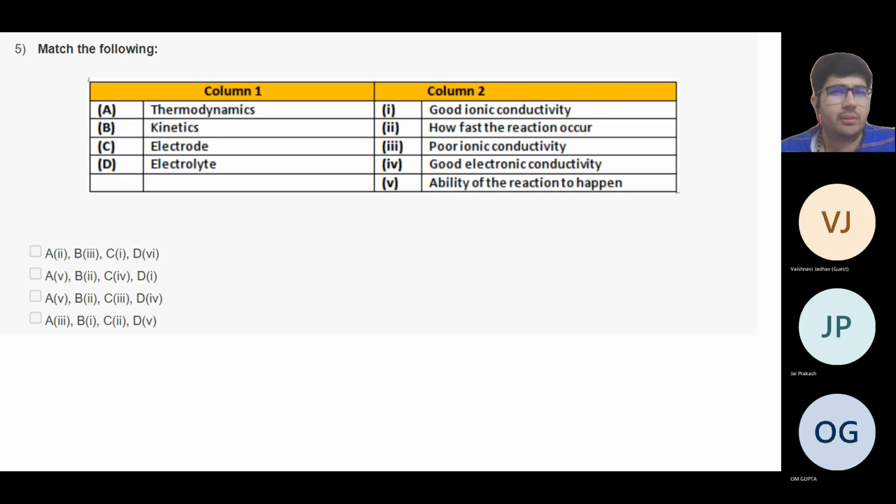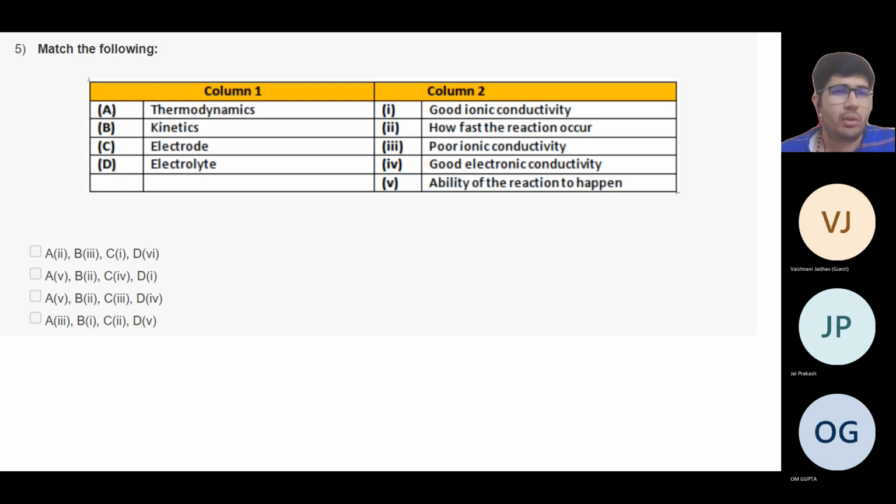So try to answer. Anyone? Option number two: A5, B2, C4, D1. Okay, let's see. You are saying A5, so thermodynamics is the ability of the reactions to happen. So thermodynamics of the cell basically defines the ability of reactions to happen. So yes, it's correct. Kinetics is how fast the reaction occurs, because if we are talking about kinetics, we are talking about the rate of reaction.